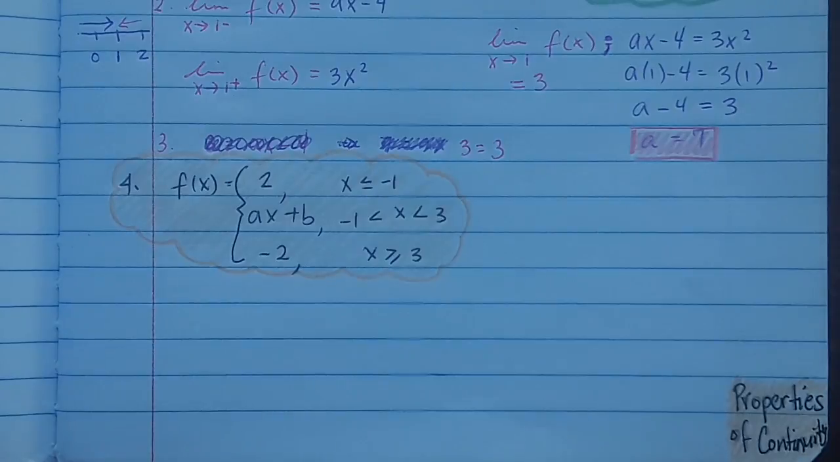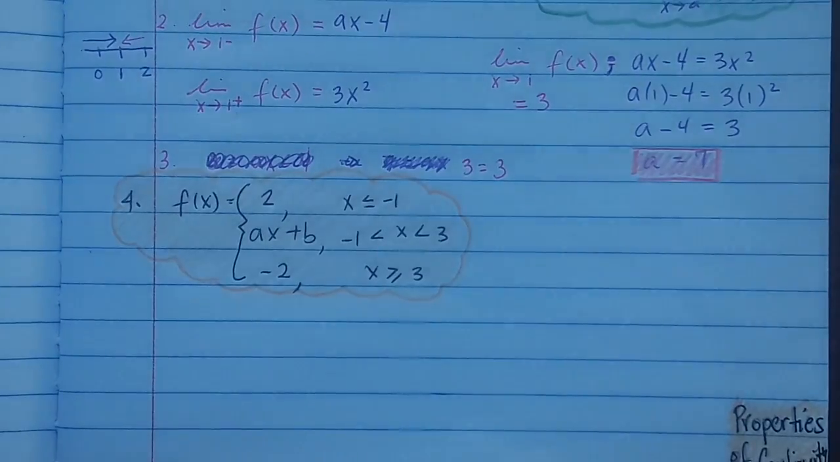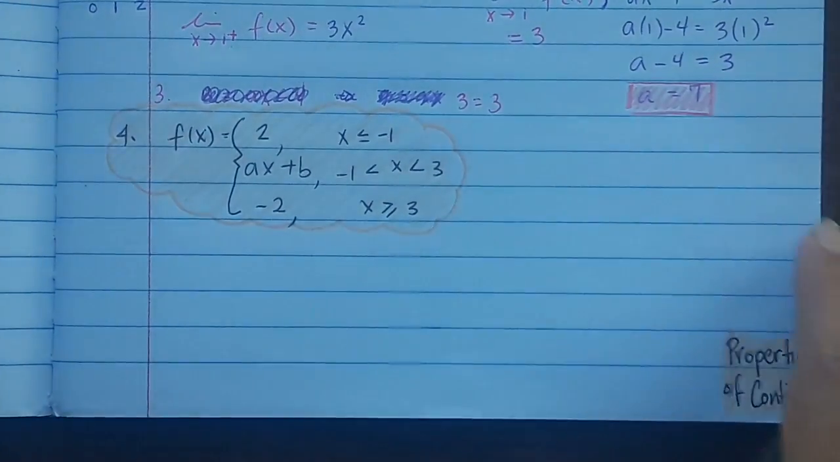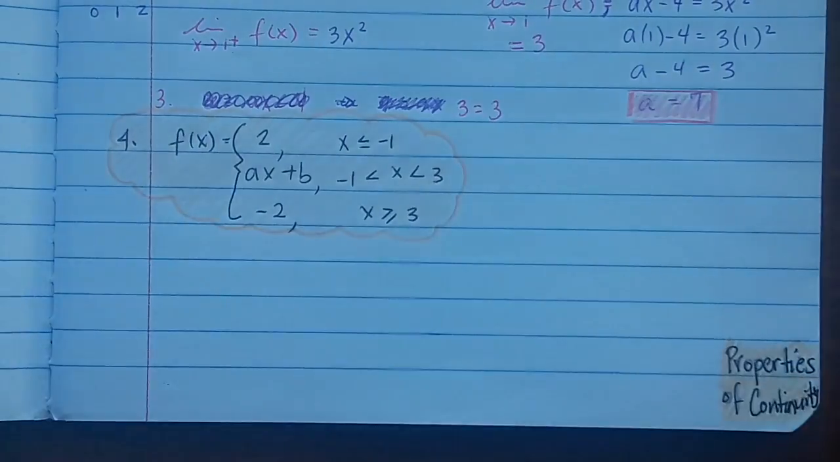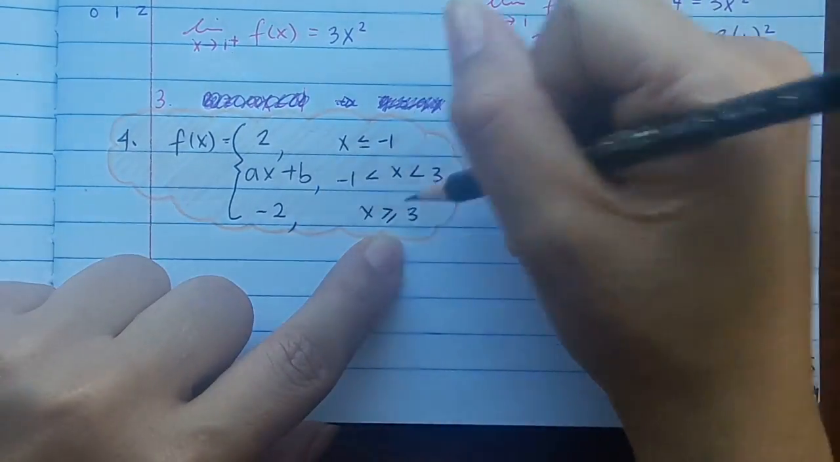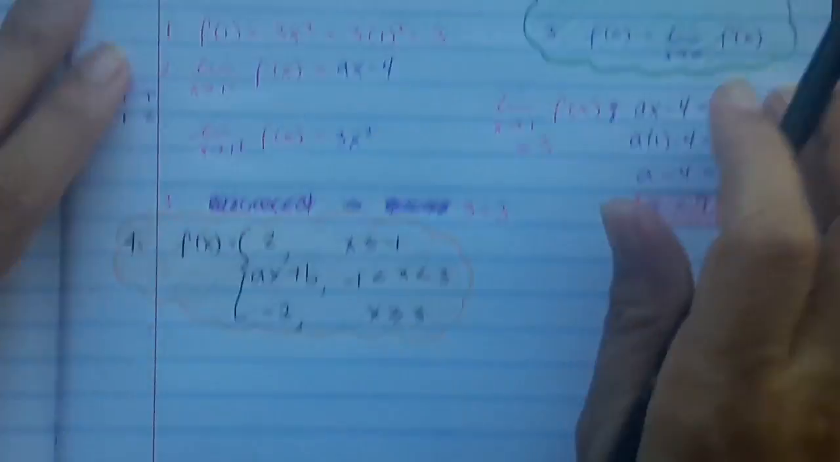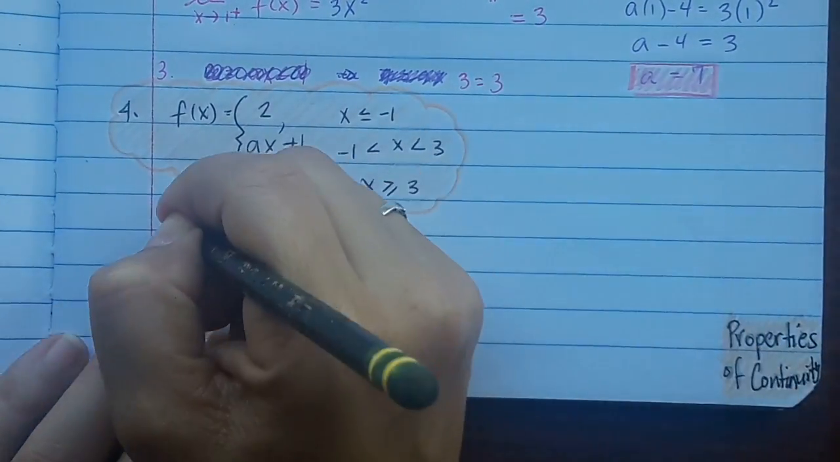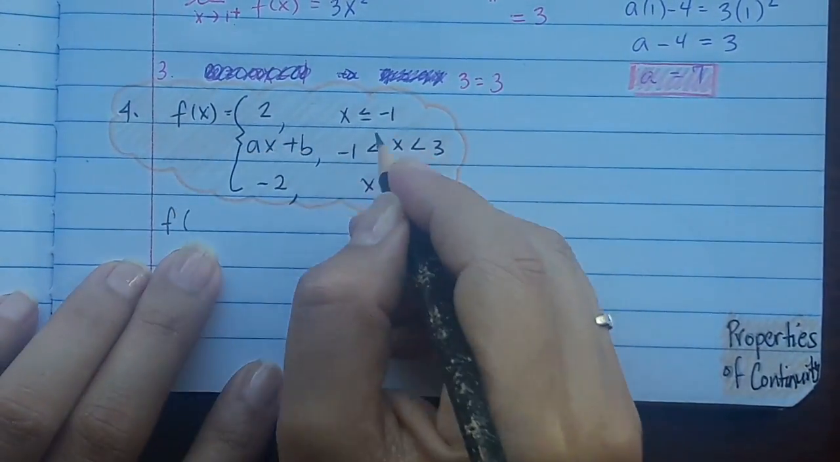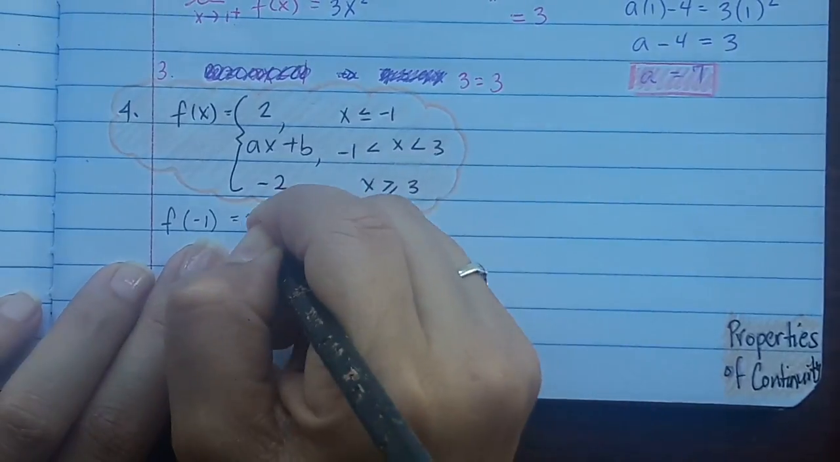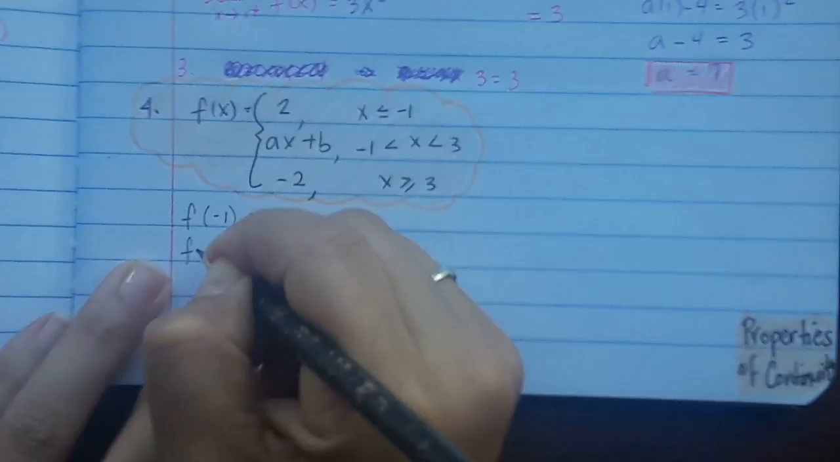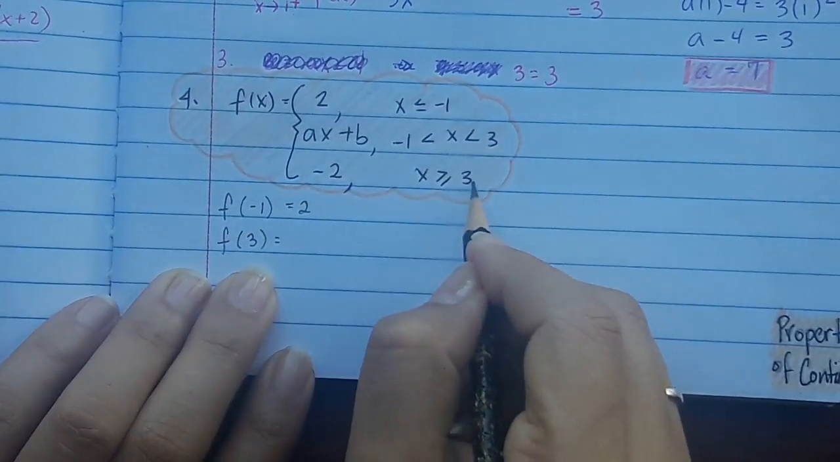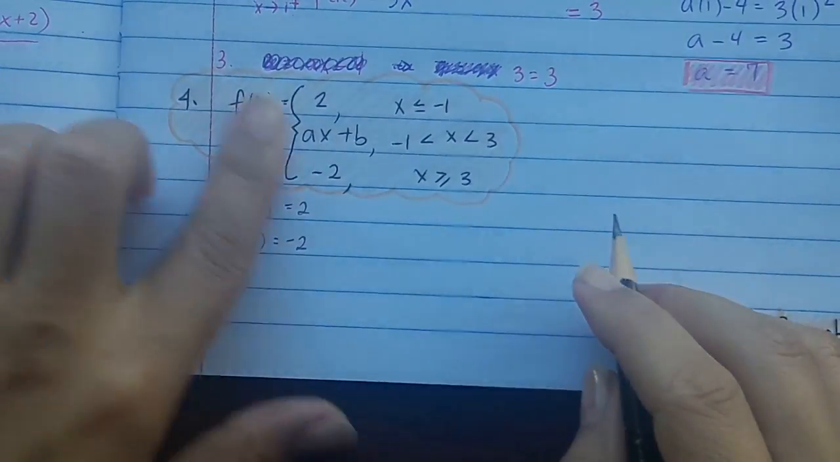Alright, so again, in order for a function to be continuous, it must be defined at those points. So the endpoints here are -1 and 3. So let's make sure that it's defined at x equal to -1 and x equal to 3. So you're just going to plug it in. So when x is equal to -1, the function is equal to 2. When x is equal to 3, the function is equal to -2. So it's defined, that's good.